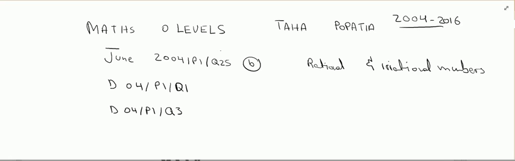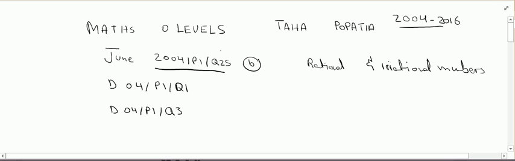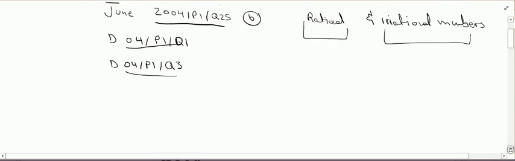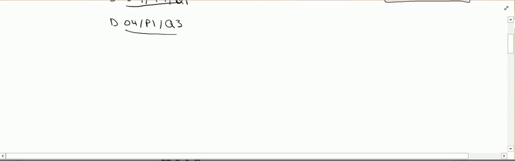So in this video we will solve past paper June 2004 paper 1 question 25, December 2004 P1 question 1, December 2004 P1 question 3, and discuss what are rational and irrational numbers. Let us start with question of June 2004 P1 question 25. I have solved part A of that question in another video. I will discuss part B.